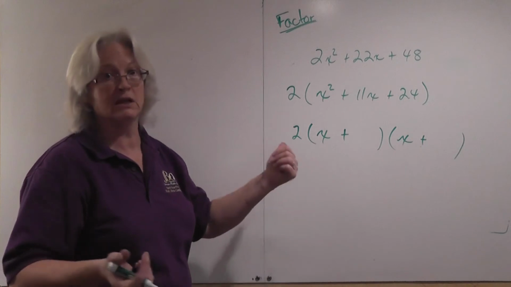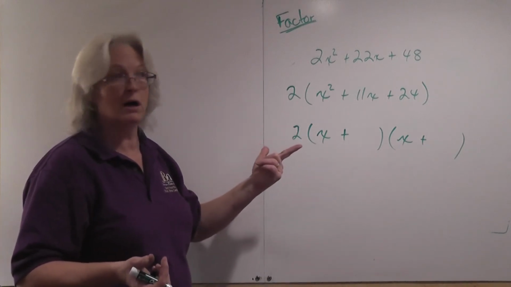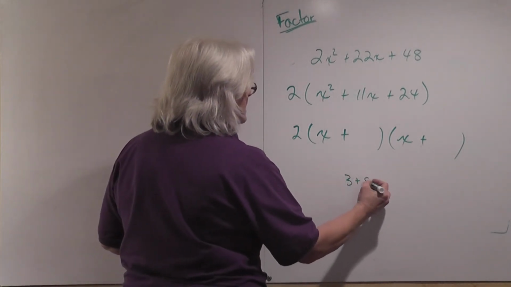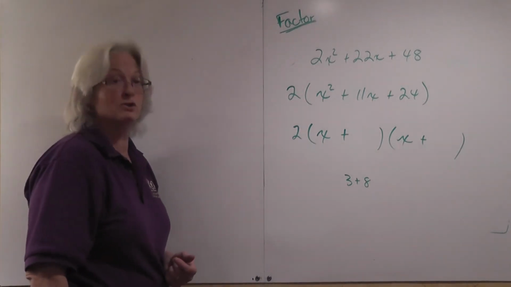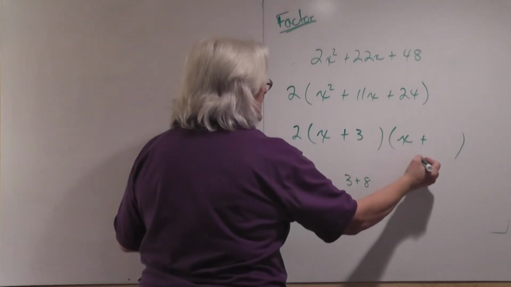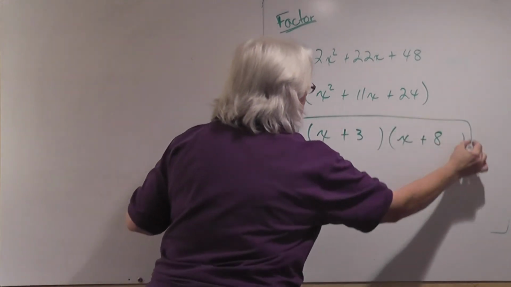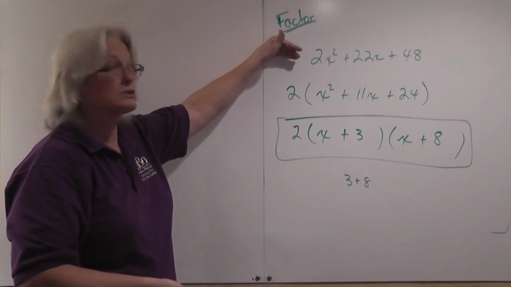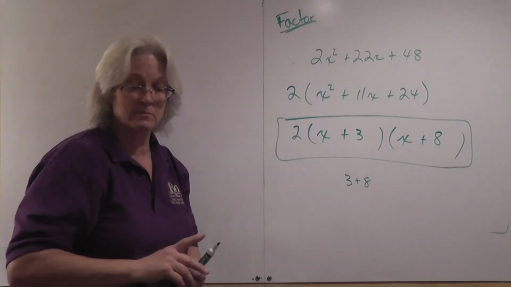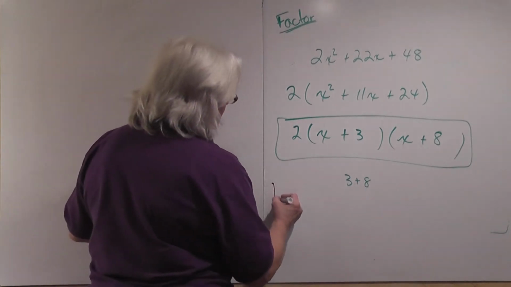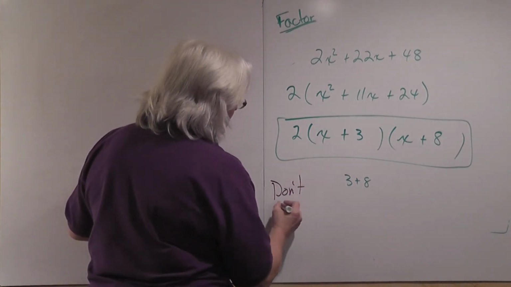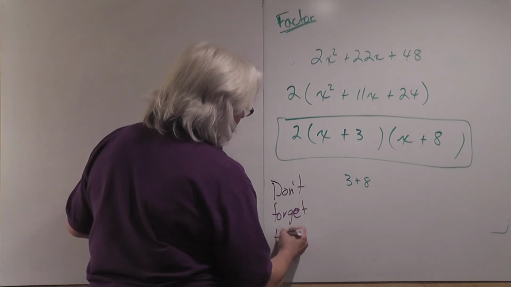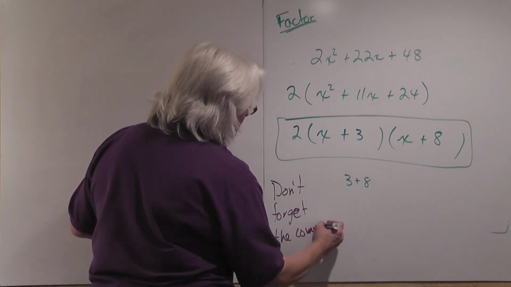That when you add those two factors together, you end up with 11. So obviously not 1 times 24, 2 times 12, 3 times 8. 3 times 8, when you add those two factors together, sure enough, you get your 11. X plus 3, x plus 8. This is our factored form of the trinomial, 2x squared plus 22x plus 48. Do not fail to include your common monomial factor. Don't forget the common factor.